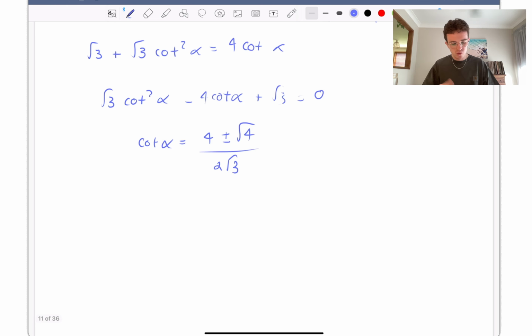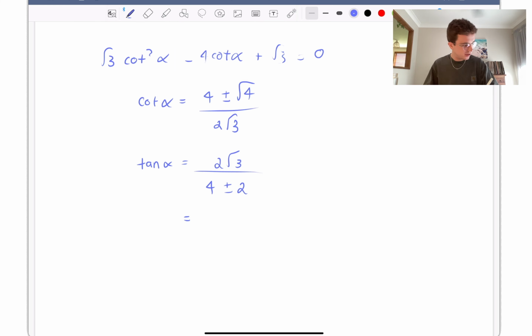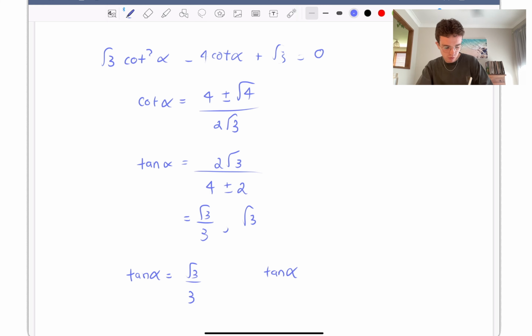Now cot alpha doesn't really help us, but I know if I flip cot alpha upside down, I get tan alpha. So we can also flip the other side upside down and get 2 root 3 over 4 plus or minus the square root of 4, which is 2. So that would give our 2 solutions of root 3 on 3 and root 3. So the solutions to this equation are tan alpha is equal to root 3 on 3, or 1 on root 3, or tan alpha equals root 3.